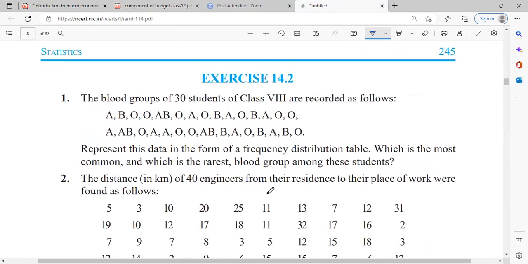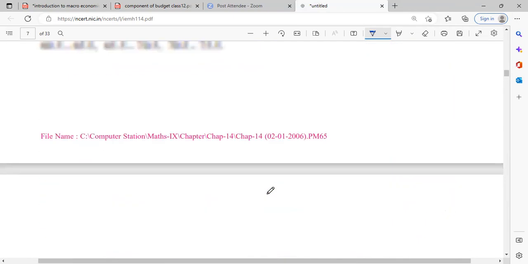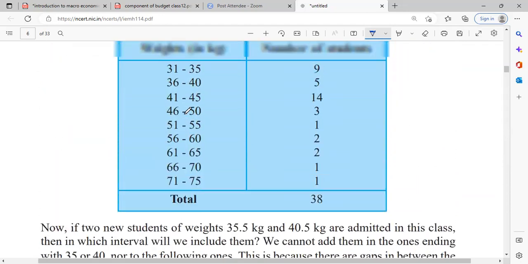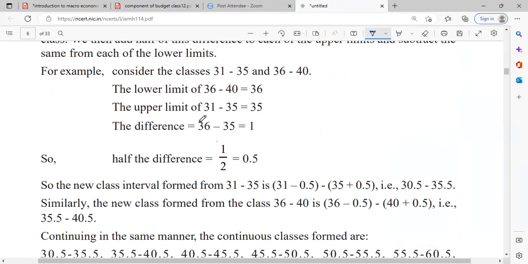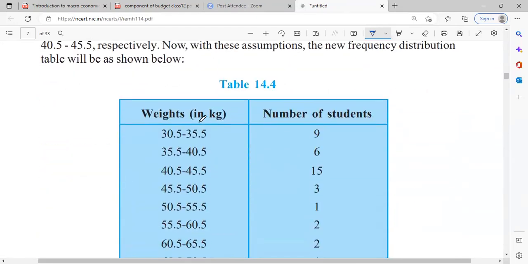Okay. One more thing which I need to tell you is, for example, over here you can see that it is 31 to 35, right? And then 36 to 40, right? Over here, it's not like 31 to 35 and then 35 to 40. It is 31 to 35, so you will include 35 here, because from here, 36 is included. What you can do, you can change this table to the other one. You can make it like this.